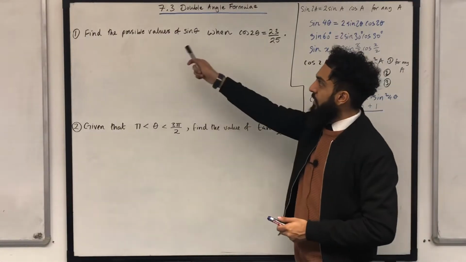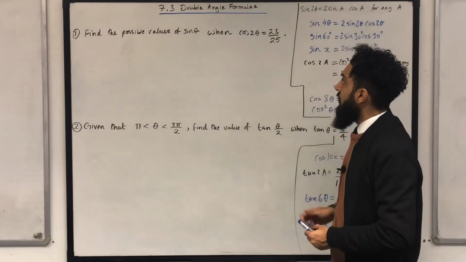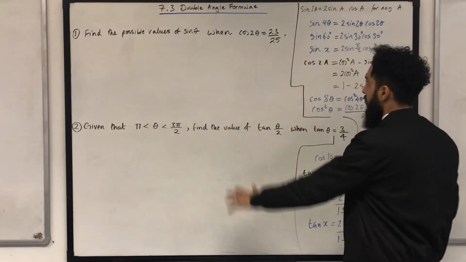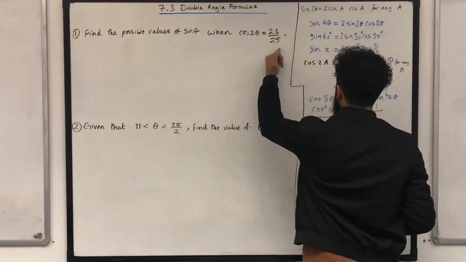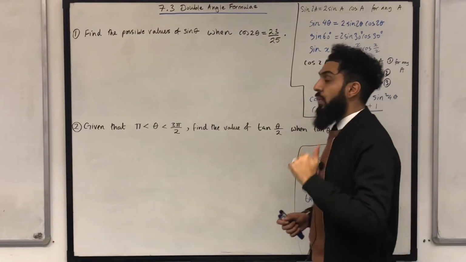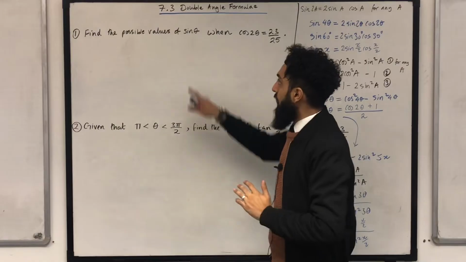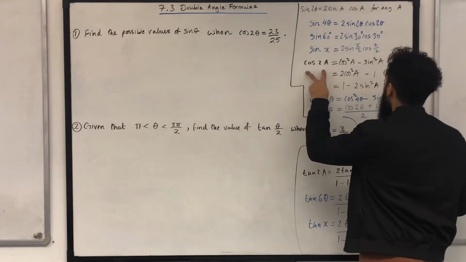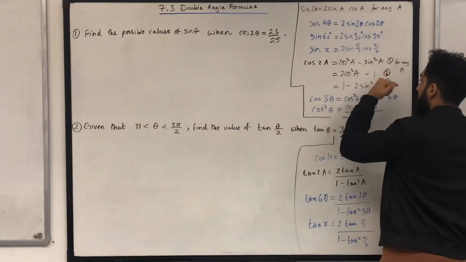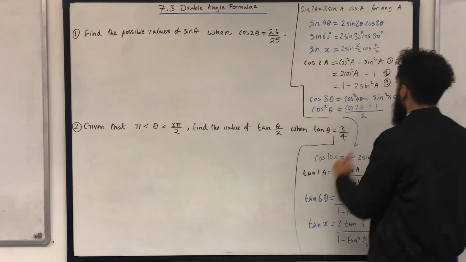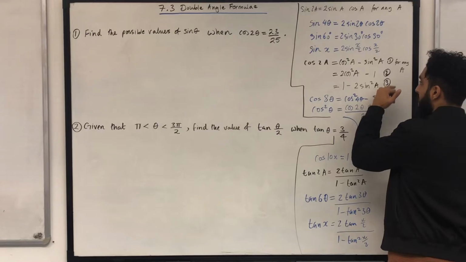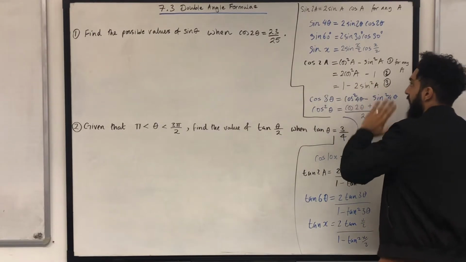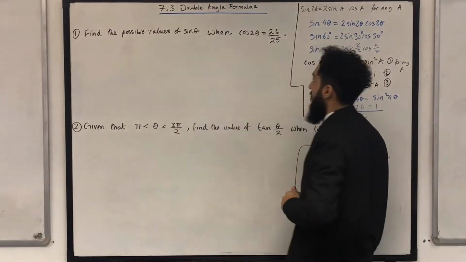It says find the possible values of sin θ when cos 2θ is equal to 23 over 25. Now, we've got the value of cos 2θ. It is 23 over 25. The target is to work out the possible values of sin θ. So when I go back to my double angle formula for cos, I've got representation 1, 2 and 3. The one that I need to use is number 3, because number 3 is cos 2A in terms of sine, and I need to work out the value of sine.